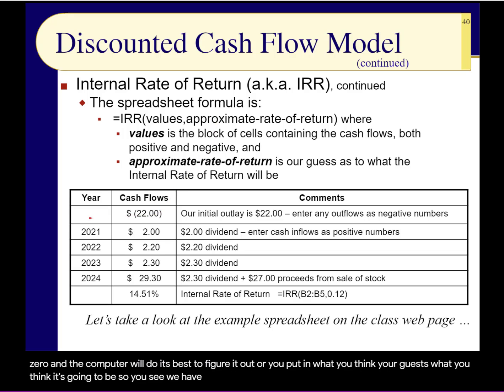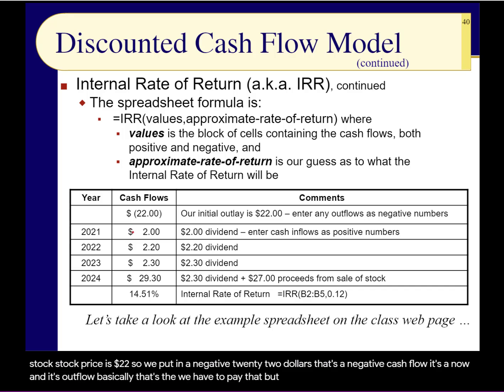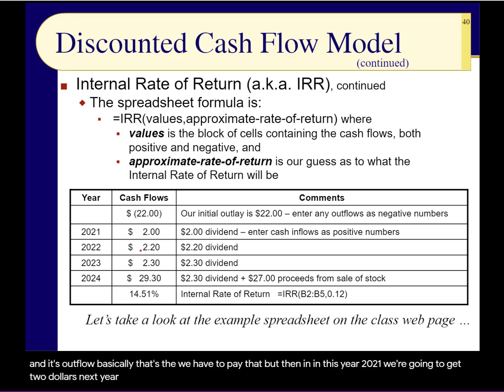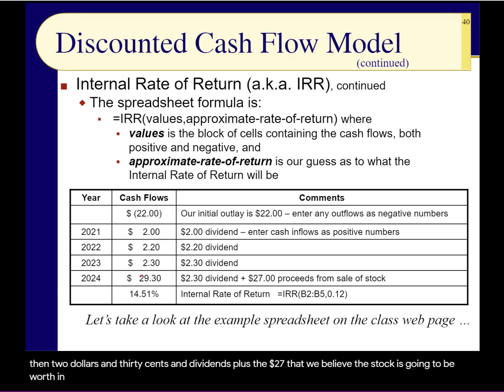So you see, we have to do year number 0. We have to do the initial outlay. The stock price is $22. So we put in a negative $22. That's a negative cash flow. It's an outflow, basically. We have to pay that. But then in this year, 2021, we're going to get $2. Next year, $2.20. The year after that, $2.30. And then $2.30 in dividends, plus the $27 that we believe the stock is going to be worth in 2024.